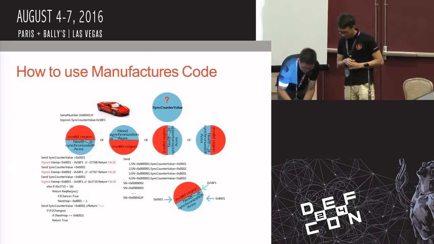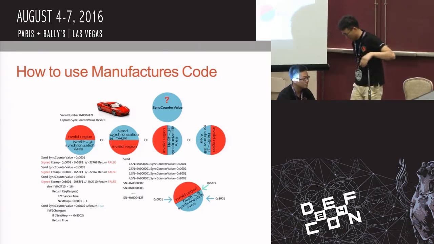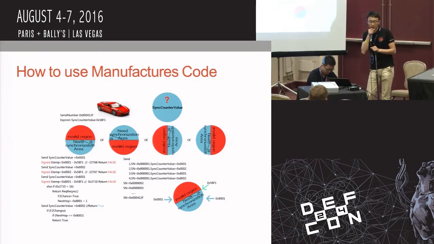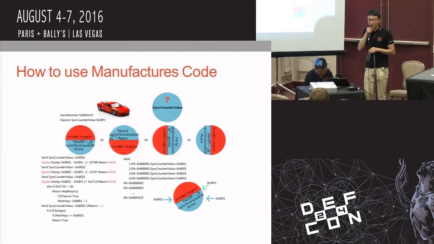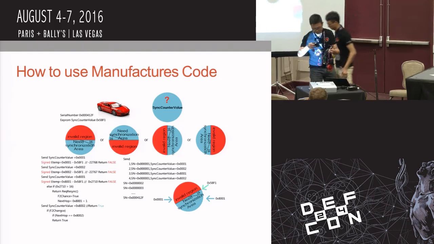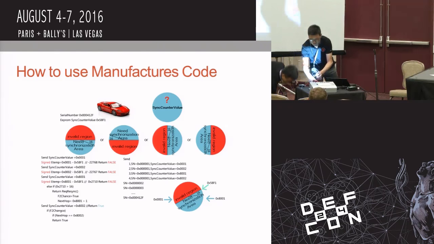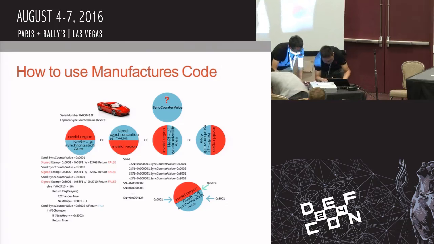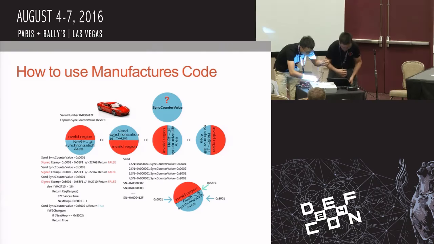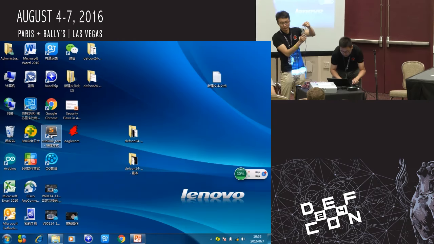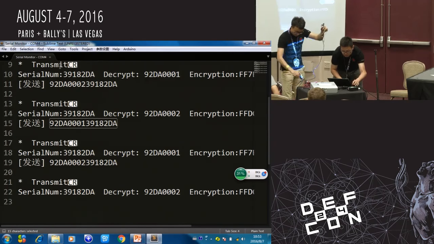Oh, demo. We are going to demo on an aftermarket immobilizer, because we found the manufacturer code, so we could find the encryption key. Using this device to transmit the learning code, the signal, and pair the immobilizer.